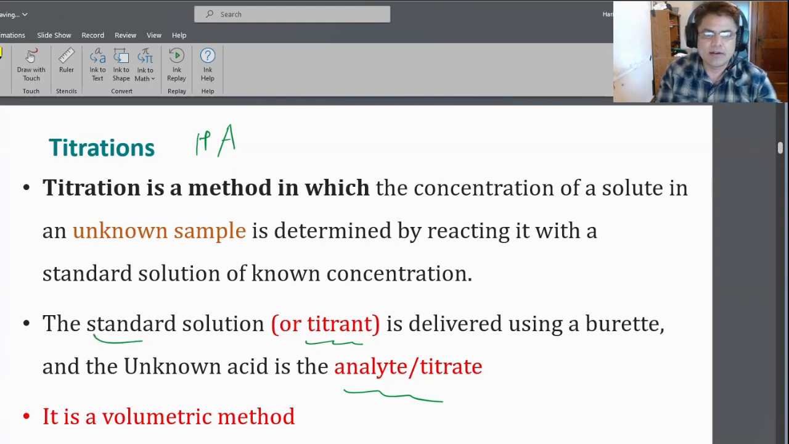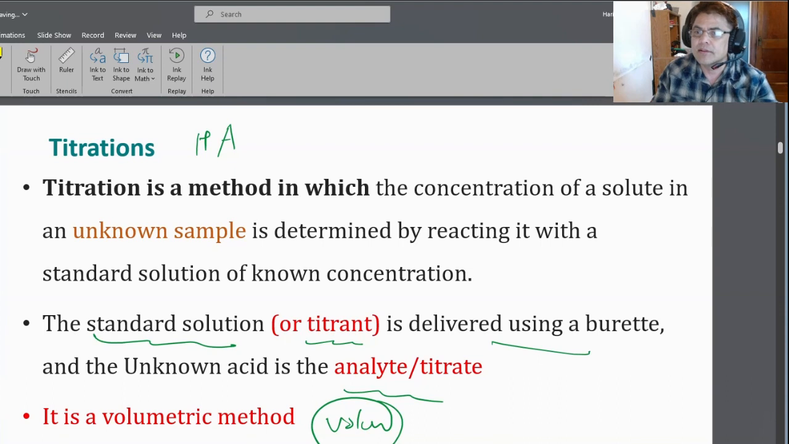And what is the standard solution, the known solution, that we generally deliver using the burette? That is the titrant. And that's why we are finding the volume here, not any other thing, volume. So this method is not a spectroscopic method or any other method. This method is the volumetric method. So that is the titration.